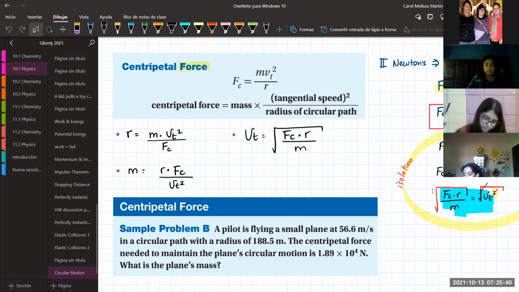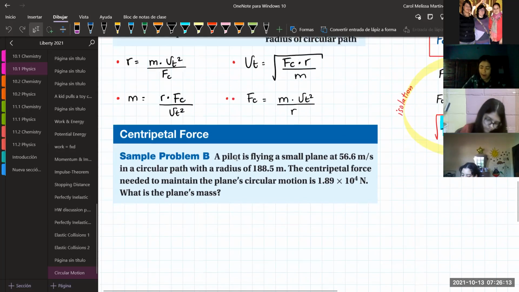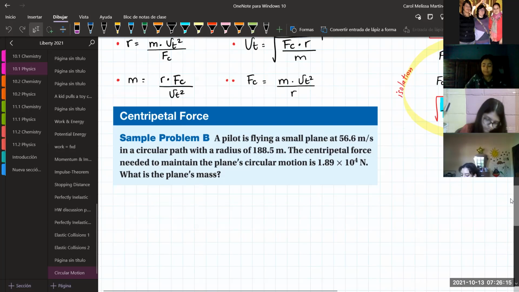So those are the possible isolations, and of course the main equation. The main equation, I'm gonna put it also here because it's the main equation. It's gonna be like that. So Fc is equal to m Vt raised to the second power divided by R. So those are the formulas that you can use for centripetal force. Now, how you identify that you have to use centripetal force depends on the word problem. Let's take a look at this word problem from here.